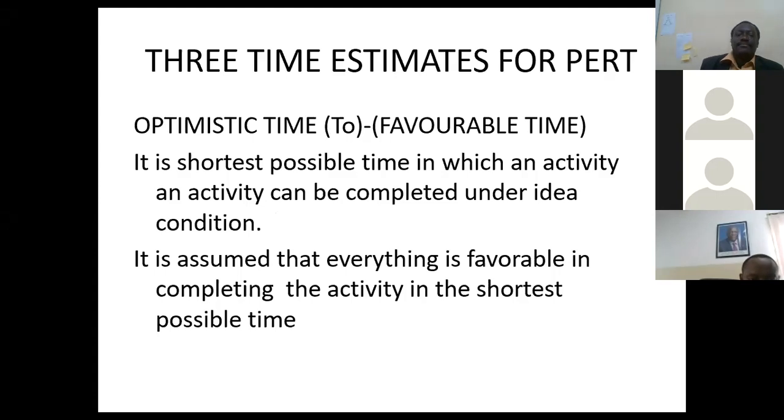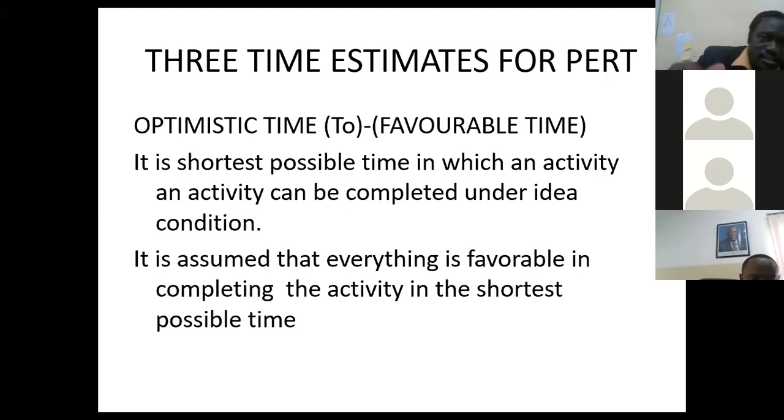Favorable time is the shortest possible time in which an activity can be completed under ideal conditions. So here you have to assume that all things are favorable, all things are in good condition. Take that idea: under good condition, how long will it be finished? So you estimate the activity under good condition, under bad condition, under favorable, under likely, and so on.